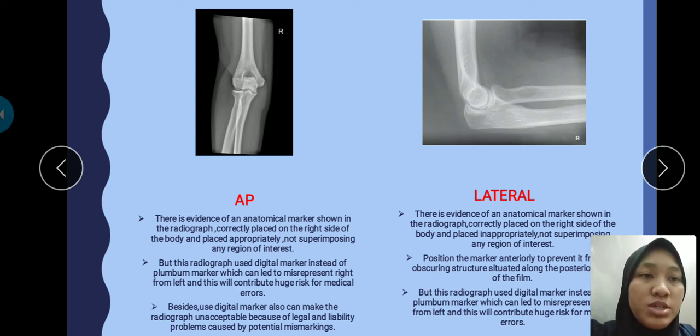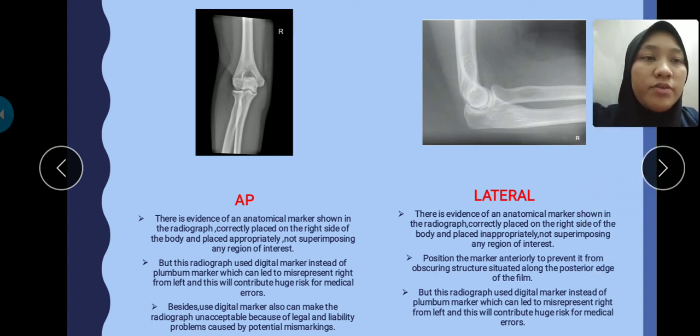Besides, this digital marker also can make the radiograph unacceptable. Okay, for lateral projection, there is evidence of an anatomical marker shown in the radiograph, correctly placed on the right side of the body and placed appropriately, not superimposing any region of interest. Also position the marker anteriorly to prevent it from obscuring structures situated along the posterior edge of the elbow. But the radiograph also uses digital marker, so it can be misrepresented.